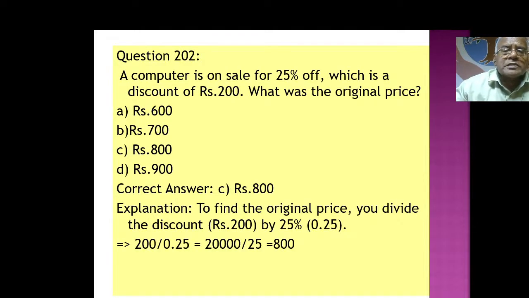A computer is on sale for 25% off, which is a discount of rupees 200. What was the original price? Okay. To find the original price, you divide the discount by 25%, that is 0.25. So 200 by 0.25. If you multiply it by 100, you get 20,000 on top and 25 below, and if you work it out properly, it is 800. So the correct answer will be 800.